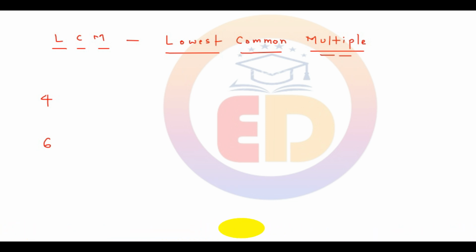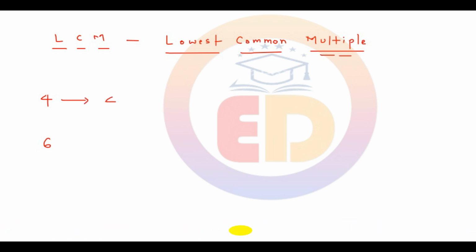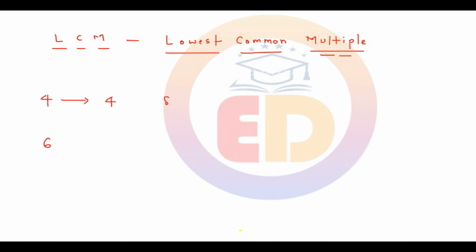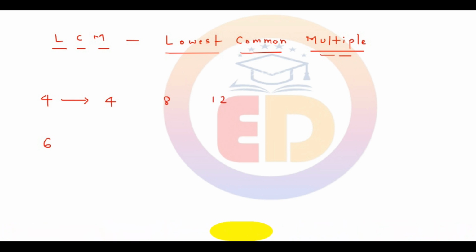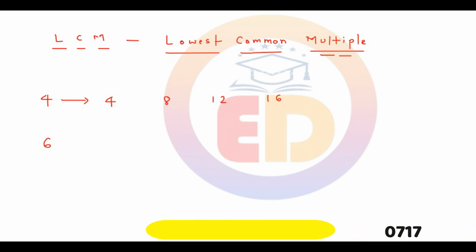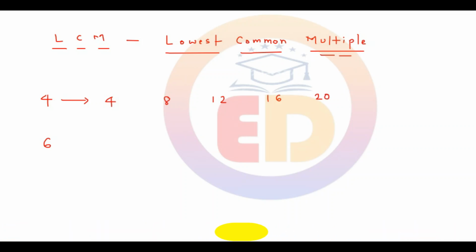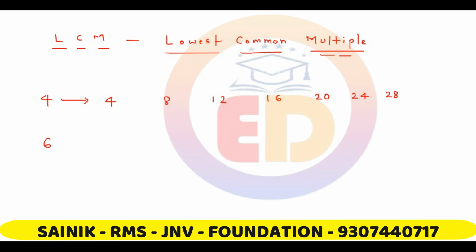Now for this, first we will write down the multiples of 4. First multiple of 4 is 4 1s are 4. Second multiple of 4 is 4 2s are 8. Third multiple of 4 is 4 3s are 12. Fourth multiple of 4 is 4 4s are 16. Fifth multiple of 4 is 4 5s are 20. Sixth multiple of 4 is 4 6s are 24. Seventh multiple of 4 will be 28. Similarly, we can proceed. Then 32. Then 36.